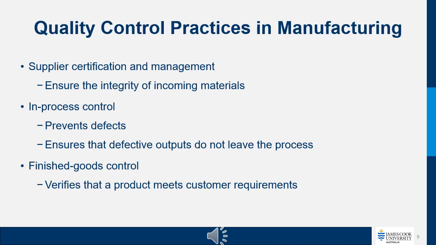When we're talking about quality control practices in manufacturing, we're looking at supplier certification and management to ensure that the integrity of incoming materials is there. Then we're looking into in-process control. Some of the steps can prevent defects and ensure that defective output does not leave the process. And also we're looking at finished goods control, verifying that the product meets the customer requirements before we send it out and give it to the customer. Some of the products already have a quality control stamp or QC stamp on them as well.